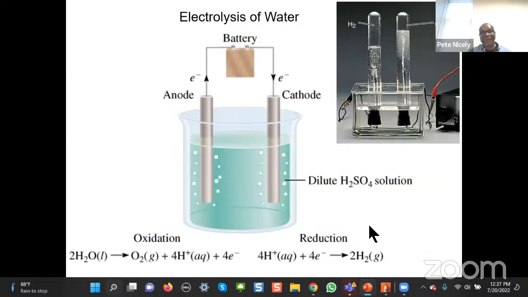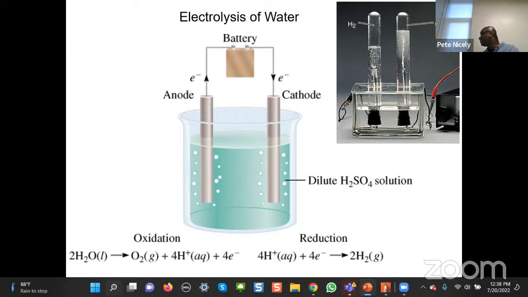Now, let's look at what happens in the case of the electrolysis of water. It's the same setup. The only difference is that now we're going to have a dilute solution of sulfuric acid. So what is going to happen in this case? At the anode, as we said before, oxidation will take place, and the substance undergoing oxidation will be the water. The water will undergo oxidation to form oxygen gas and H+. At the cathode, reduction is going to take place, and this is the reaction right here. The H+ ion combines with electrons to form H2. So that's what happens in the case of the electrolysis of water.